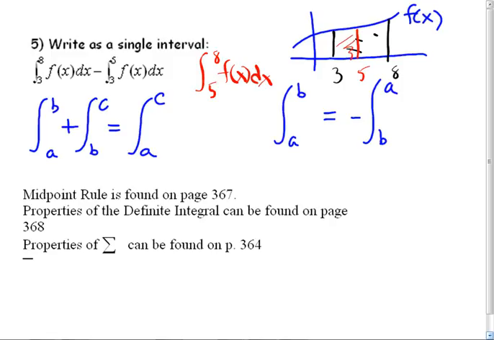Now, the page numbers are not going to be right. Make sure you look up your properties. Make sure you know what your midpoint rule is. And those page numbers are all wrong. Okay?